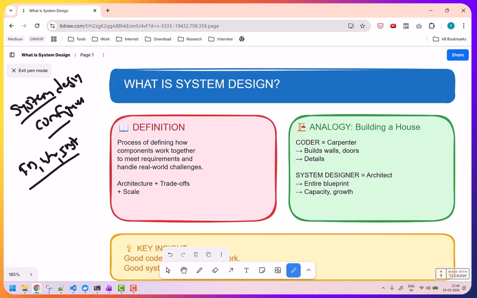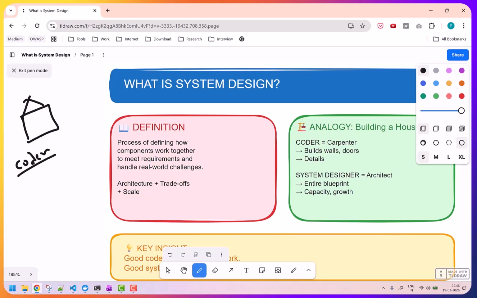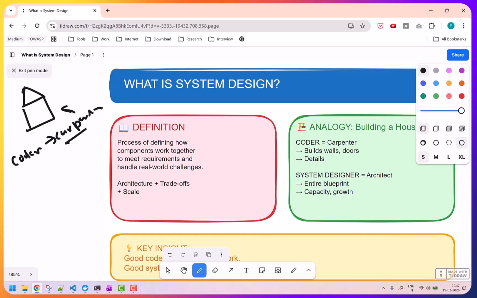Okay, I know that this all sounds like textbook jargon. Let me explain it with something you will actually understand. Think about building a house, and you are a coder, also a carpenter. If you are a carpenter and you want to build a house, what you will think is how this wall needs to be structured, right? What kind of door I should install here, what kind of window I should put here, right? All these things you will think of as a carpenter.